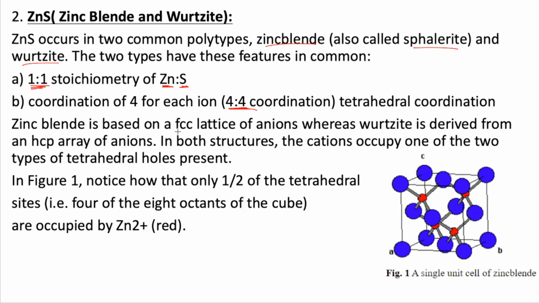Zinc blende is based on an FCC lattice of anions, whereas wurtzite is derived from an HCP array. In both the structures, the cation occupies one of the two types of tetrahedral holes present. In figure 1, you can see half of the tetrahedral voids are occupied. Although there was the possibility of 8 tetrahedral voids, just 4 of those tetrahedral voids are occupied. Here red color shows the zinc atoms, whereas blue dots are your sulfur atoms.